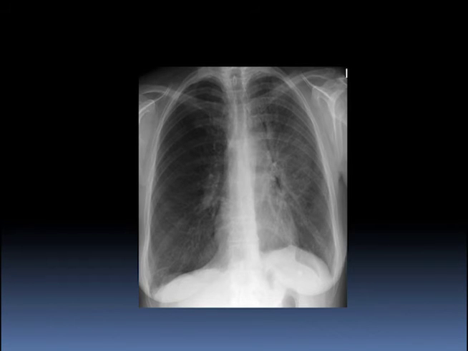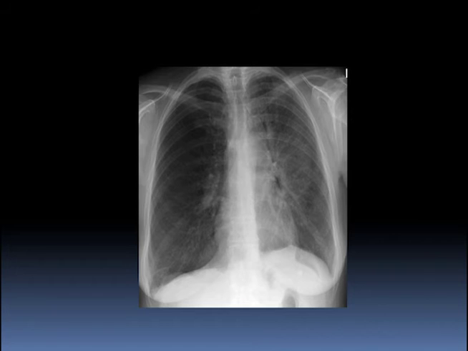Now, this is an unusual pattern. Here we can see a faint area of increased density in the left lung, but there are definite signs of volume loss. The trachea is shifted over just slightly. Can you see how the main stem bronchus is pulled up a little bit? And definitely the left hemidiaphragm is higher than it should be.